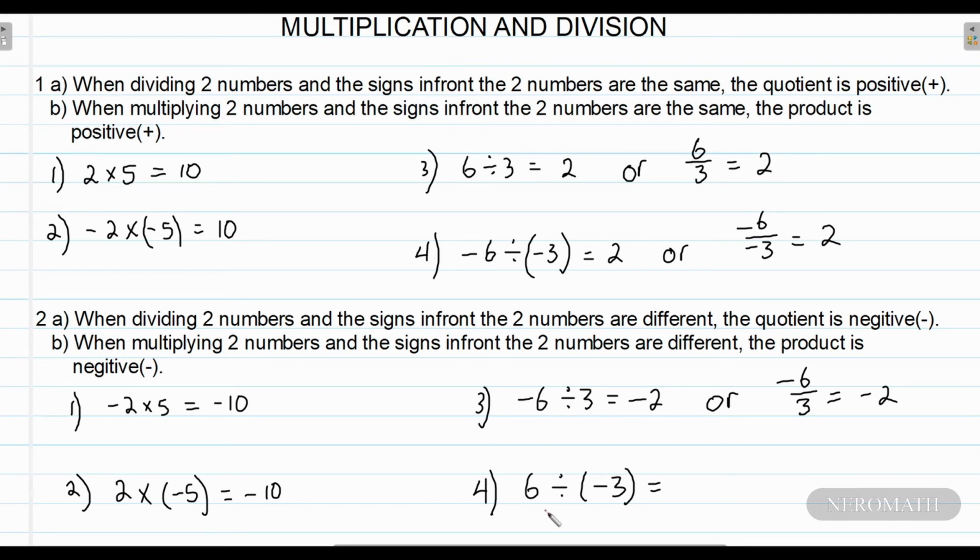Now let's look at another situation with division. We have a positive sign in front of 6 and a negative sign in front of 3. So when we divide these two numbers, the quotient would be negative. That's because the signs in front of the two numbers are different, one being positive and the other being negative. So our answer, our quotient, would be negative 2. We can also write that as 6 over negative 3. That is equal to negative 2.